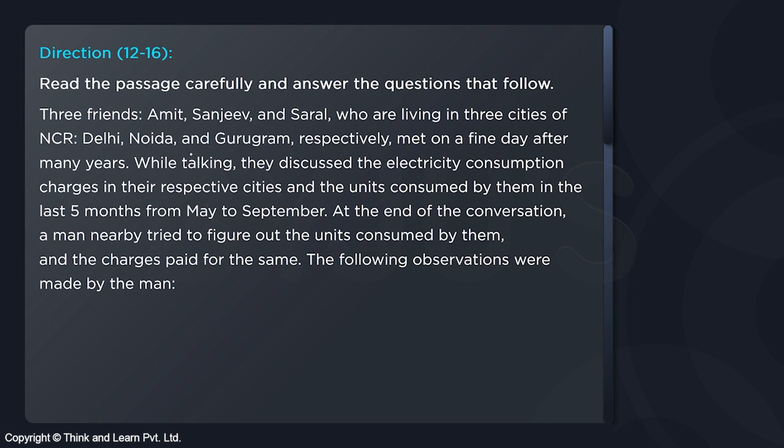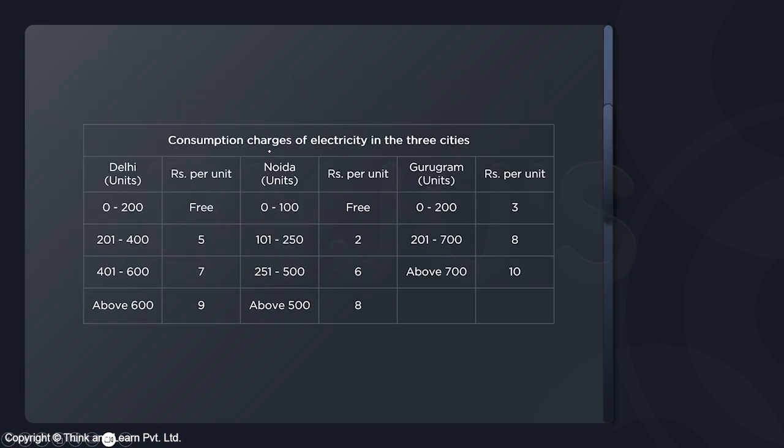The following observations are made by the man. First of all, Amit, Sanjeev, and Saral are living in Delhi, Noida, and Gurugram, respectively. That means Amit lives in Delhi, Sanjeev in Noida, and Saral in Gurugram. Now, what about the electricity consumption then? Let's have a look at that.